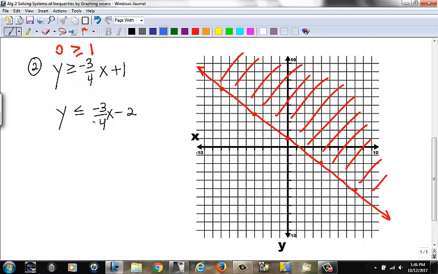I'm going to do it in a different color. So this one, it crosses the y-axis at negative 2. Slope, same. Go down 3 to the right 4. Down 3 to the right 4. And you still always check to make sure, okay, this is a negative slope, so it should be tilting in this direction. And this is also solid.